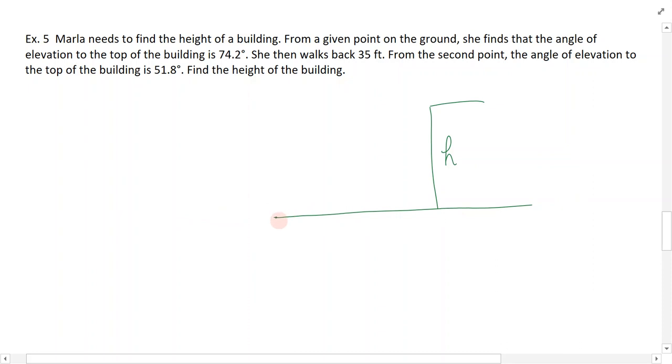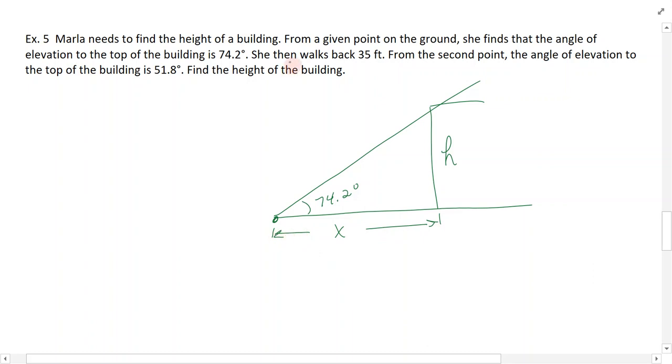And we know that angle of elevation, remember, is based on your line of sight relative to the horizontal ground. So we have, oops, that was probably not a great line. Let's try that again. We have this angle here. We know that angle is 74.2 degrees, but I don't know how far we are from the base of the building to this point. So I'm going to call that x.